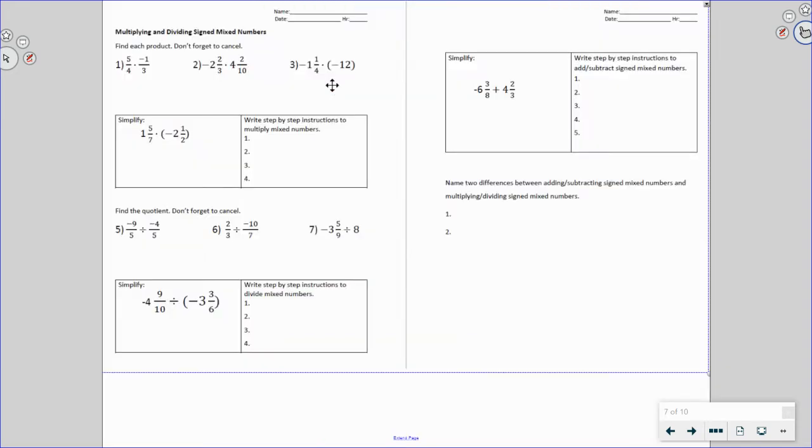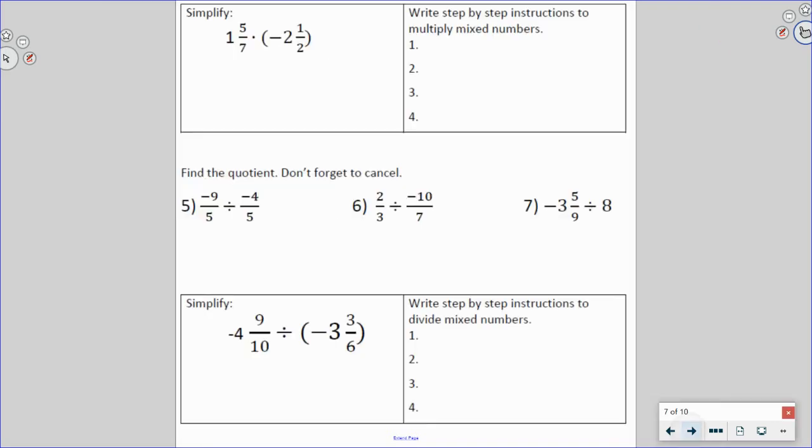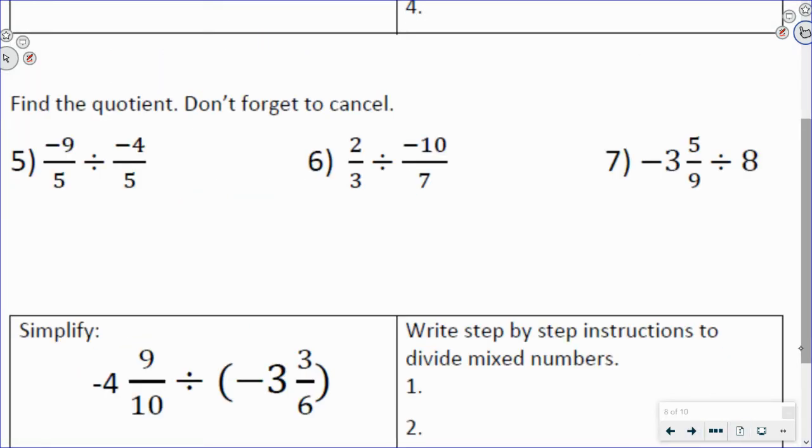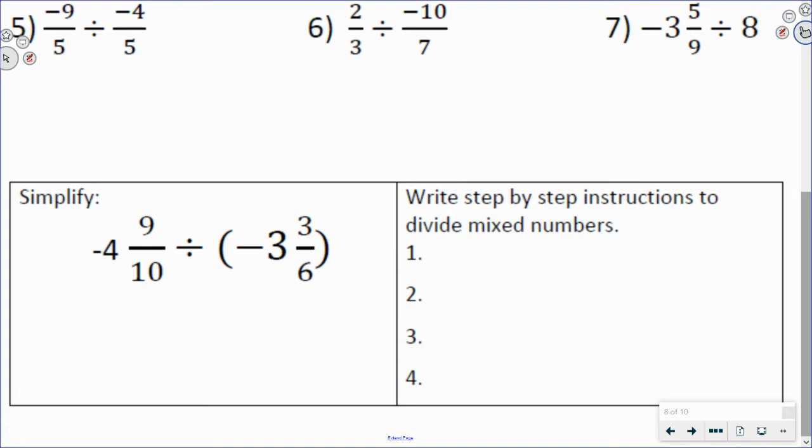Now we have an assignment for today. It looks a little bit like this. I'm going to zoom in particularly on the front page, and actually even more, so that we're looking at number 5, 6, 7. I'm going to do the following problem with you, where first it's asking us to simplify, actually do the division, and then to write a step-by-step set of instructions.